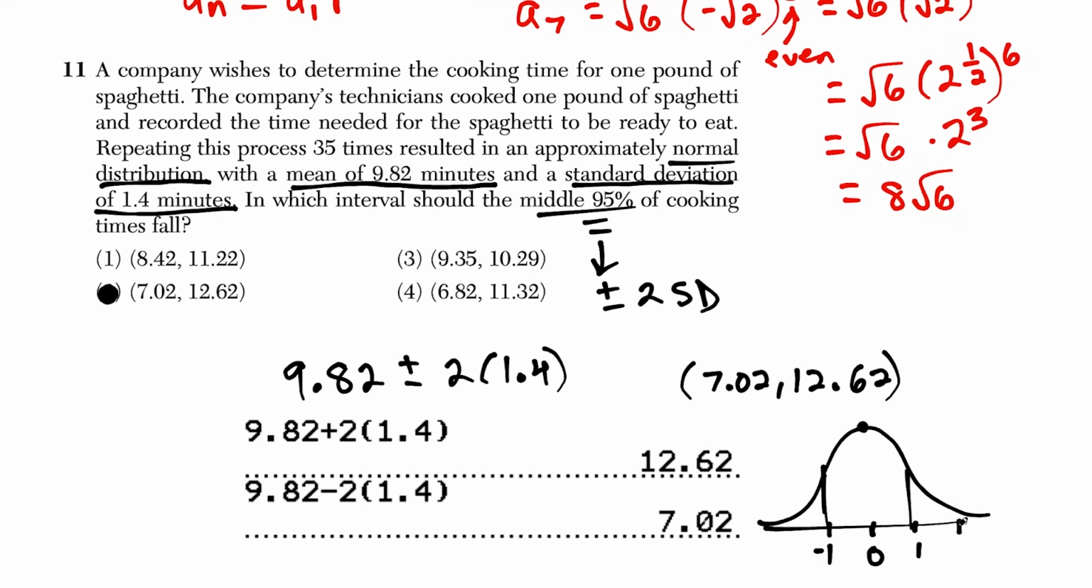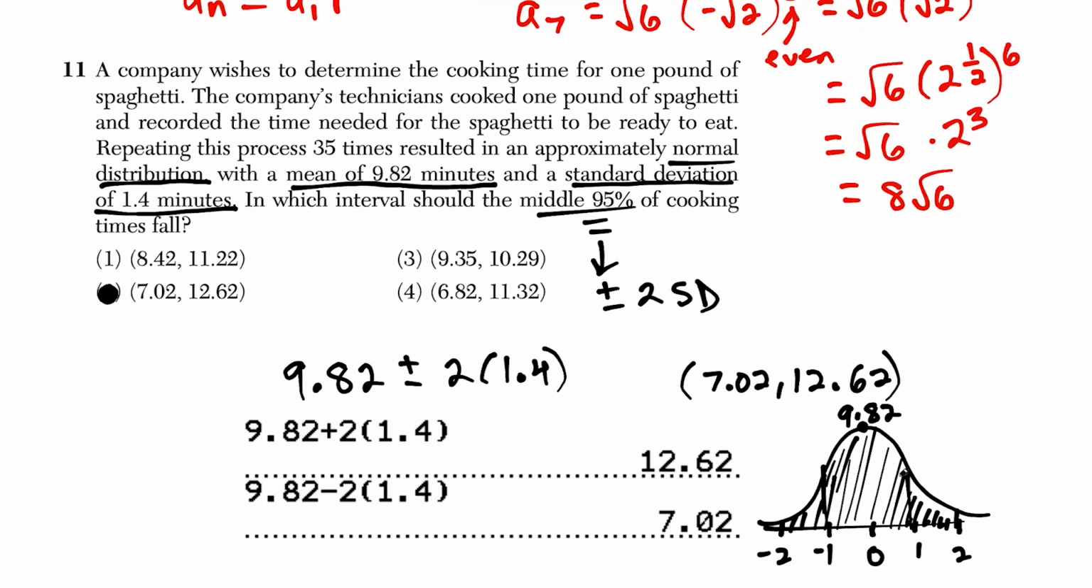But if I go out 2 standard deviations, it takes up most of the curve and it highlights the middle 95%. Okay, so for the middle 95%, you should be thinking plus or minus 2 standard deviations. So we are essentially starting at an average of 9.82, and then each standard deviation puts us forward 1.4.